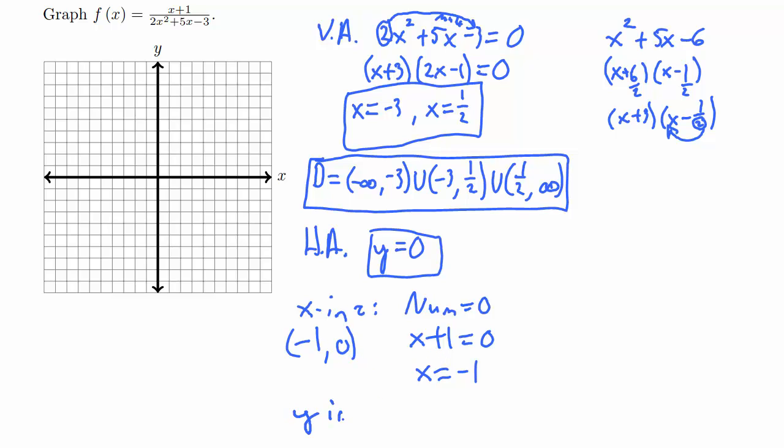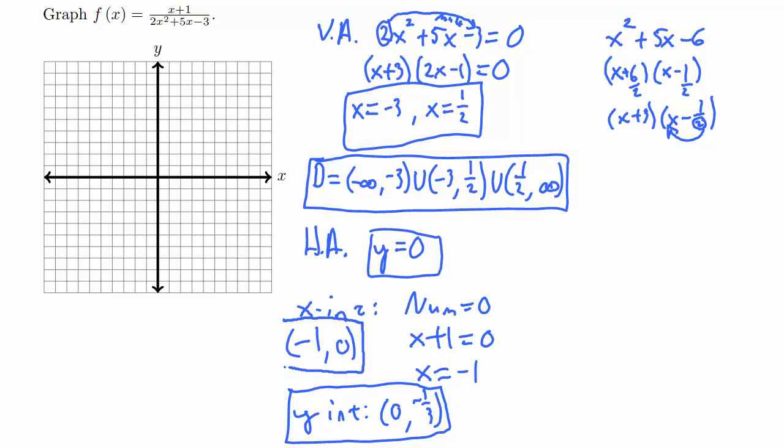Now, the y-intercept: x is always 0. Then look up here and notice that this x becomes a 0, this x becomes a 0, and this x is a 0. The only thing we're left with are these constant terms. So we have the 1 divided by negative 3, which in this case is negative 1/3. So here's the y-intercept, here's the x-intercept.